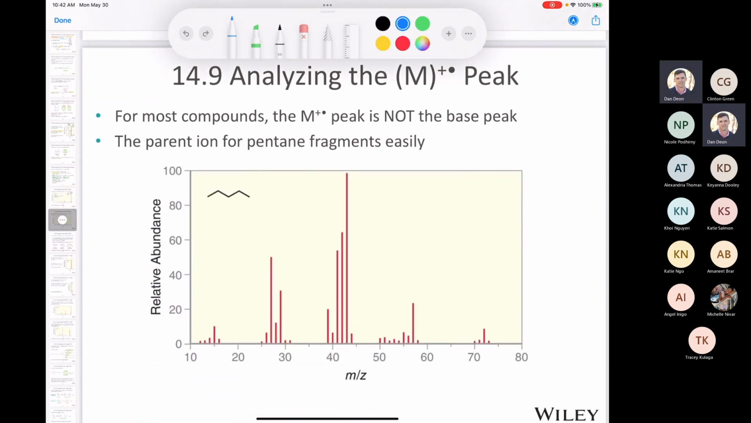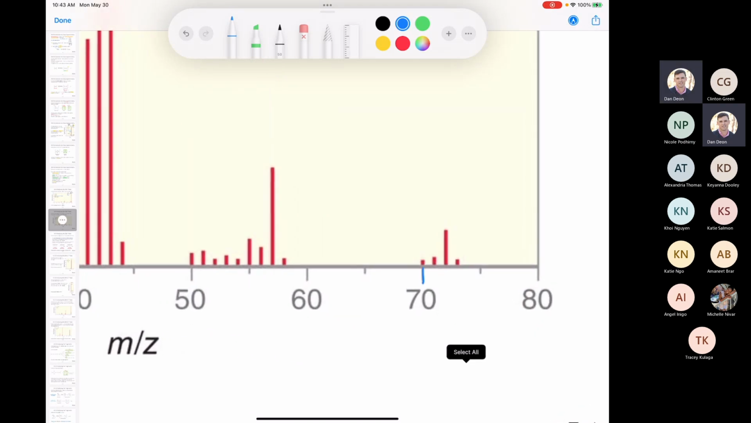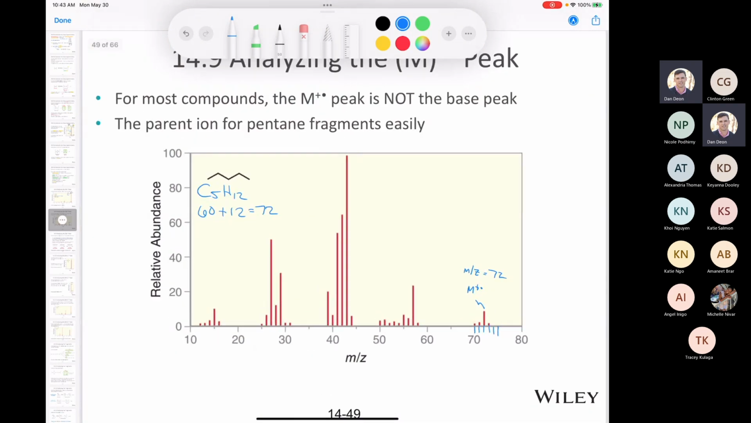Well, it says here that unlike benzene, in most compounds, the molecular ion is actually not the base peak. Check this out. If you have butane, well, what's the mass of butane? Let's see here. It's C5H12. So that's 60 plus 12, which gives you 72. Do we have an ion at 72? Let's take a look. This is 70, 71, 72, 73, 74, 75. So it turns out we do have our molecular ion here. That is our parent. It has a mass over charge that's equal to 72. However, it's not the base peak in this compound, is it?